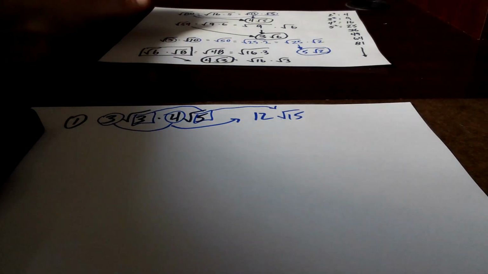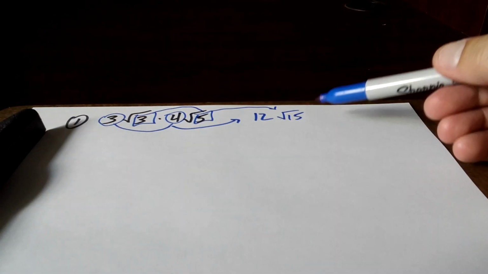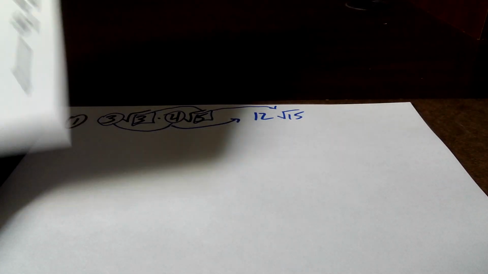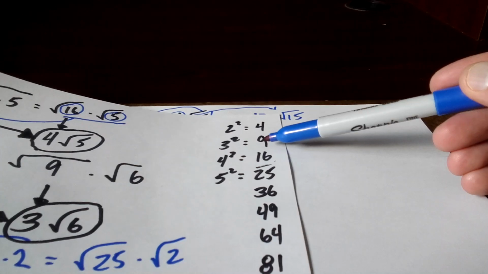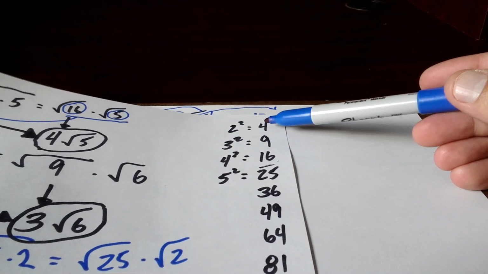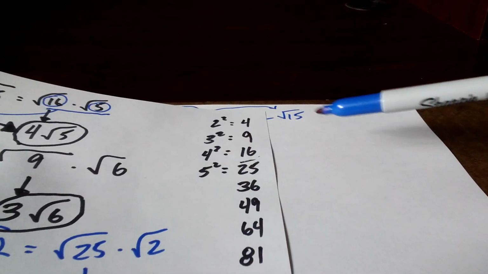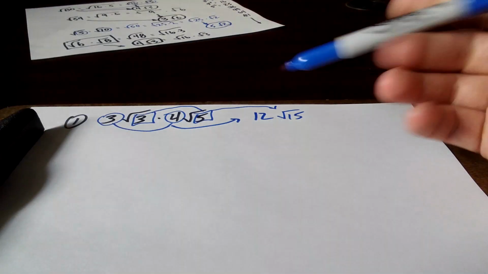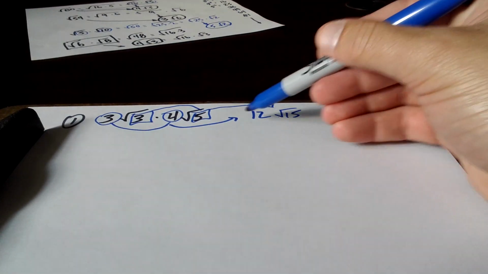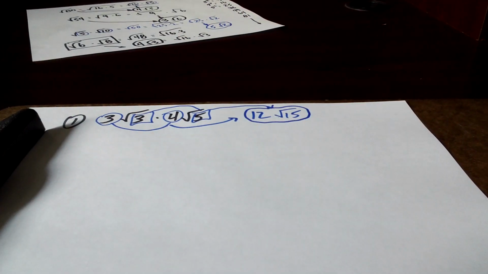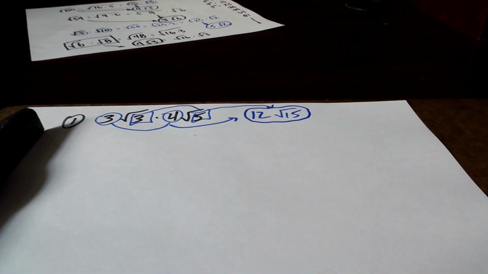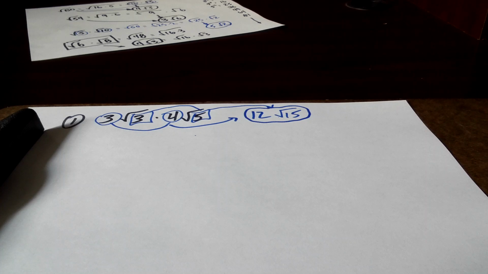Now the last step of this is we want to check radical 15 to see if we can simplify it. So let's go ahead and look at our perfect squares. 15 divided by 9 is a decimal. 15 divided by 4 is a decimal. All right, so it looks like this problem is simplified. This is the answer. 3 radical 3 times 4 radical 5 gave me 12 radical 15.